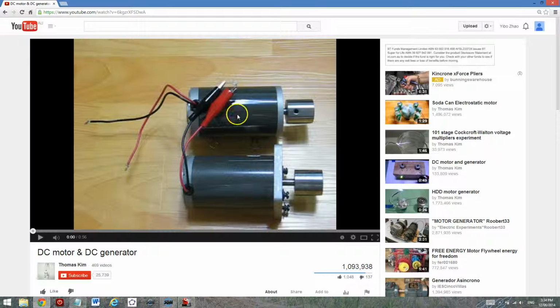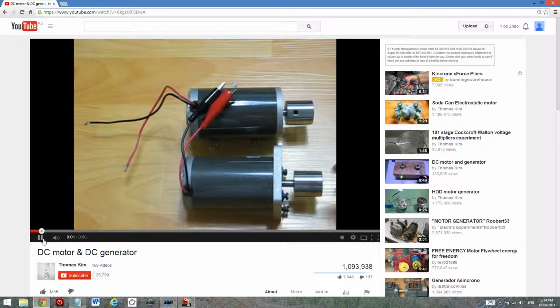We are going to talk about electricity generation. Like, how do we generate electricity in this case? So have a look at this video. It starts with a DC motor. As we turn the shaft, instead of connecting electricity to it, electricity is produced.